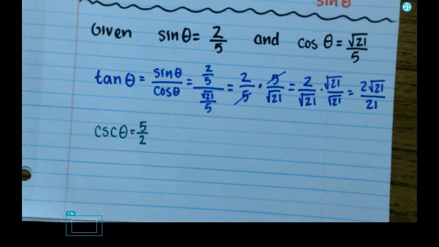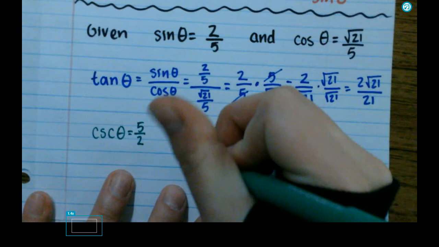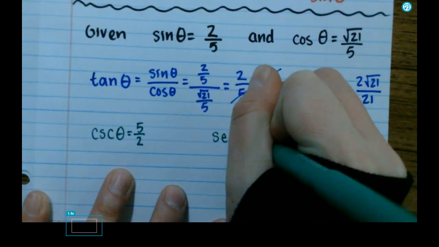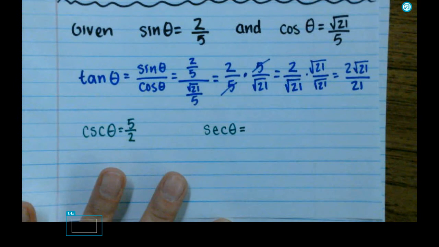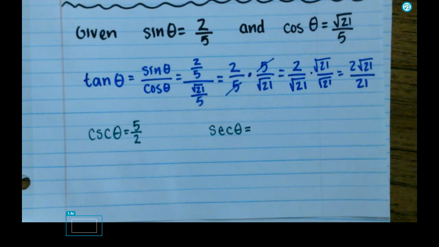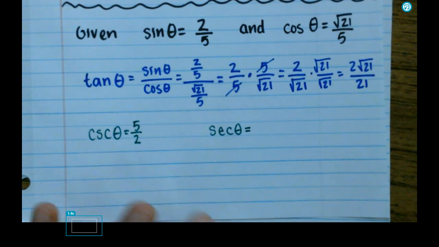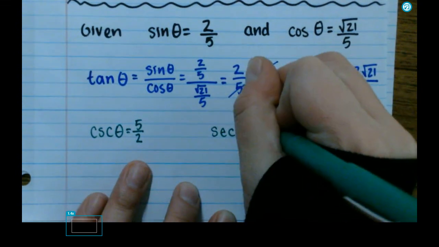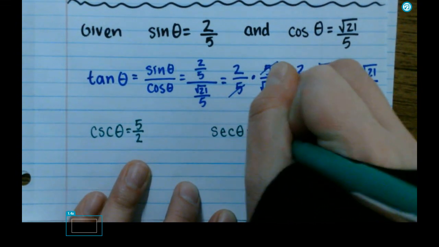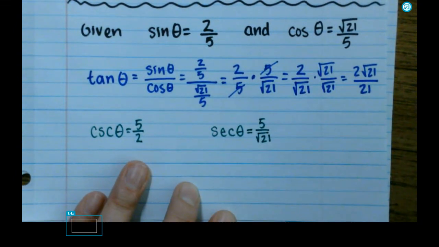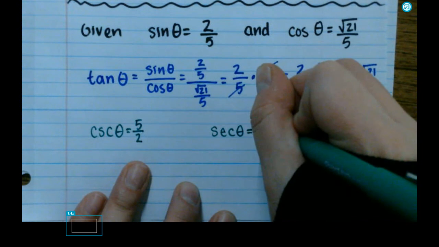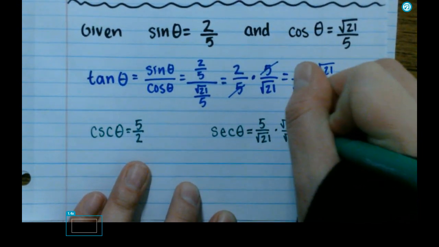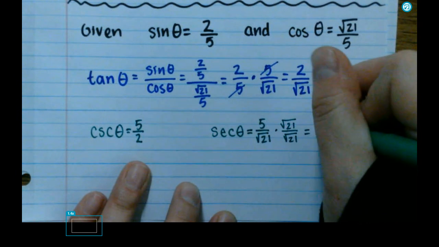Next up is secant of theta. Secant of theta is the reciprocal of sine of theta. Sorry, of cosine of theta. I cannot talk today. Secant is the reciprocal of cosine. So we can take this cosine, square root of 21 over 5, flip it upside down. We're going to have 5 over rad 21. So we will need to rationalize that denominator. So multiply by square root of 21 over square root of 21. And we'll get 5 rad 21 over 21.